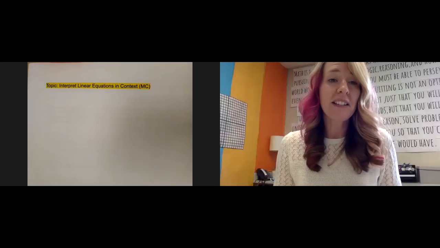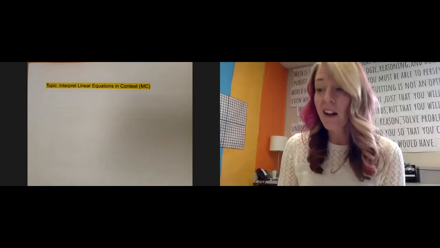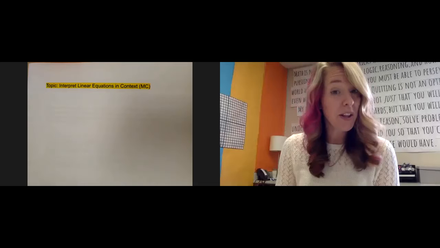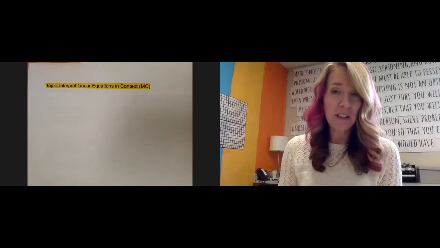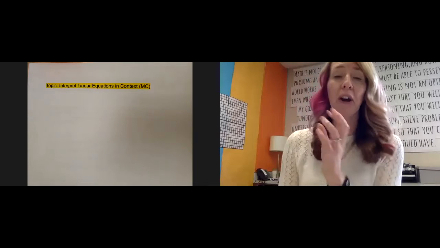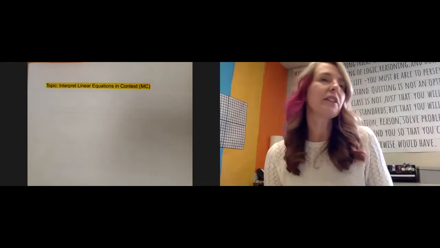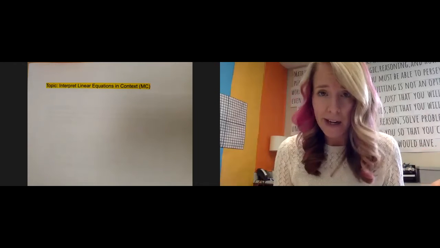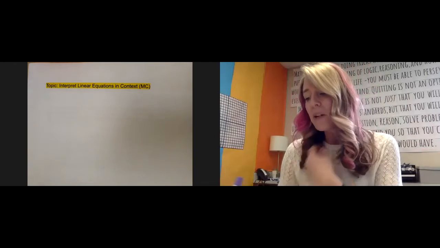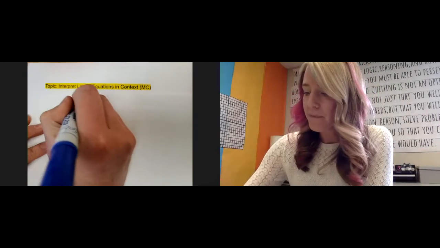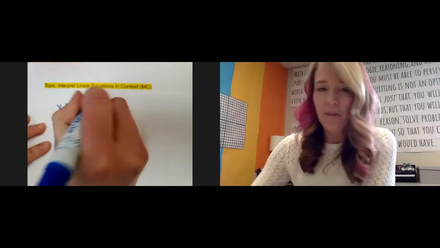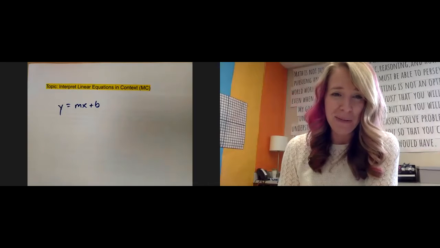This Delta Math topic is interpret linear equations in context. So it's multiple choice, which helps, but you still have to think through these situations. Just so that you're aware, these linear equations are just storytellers. They just tell you what's happening, okay? Y equals mx plus b is a really weird way for you to feel like you would understand what's happening.